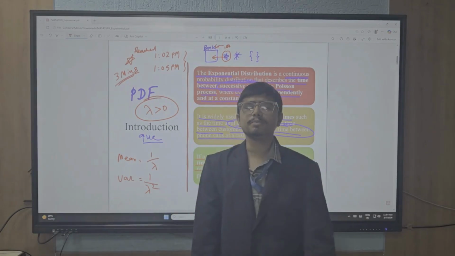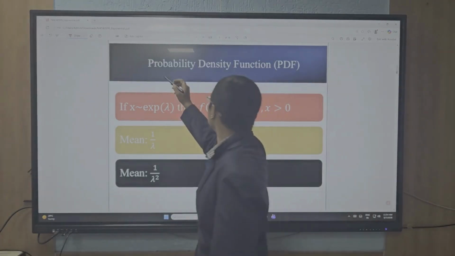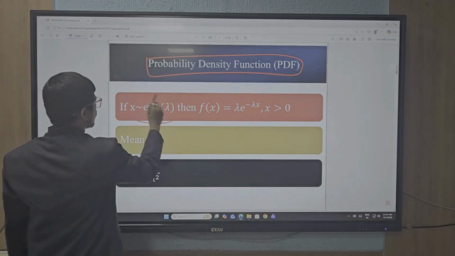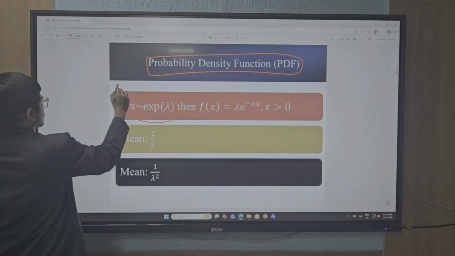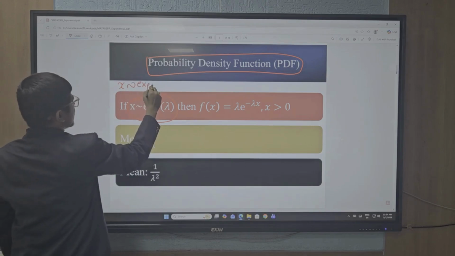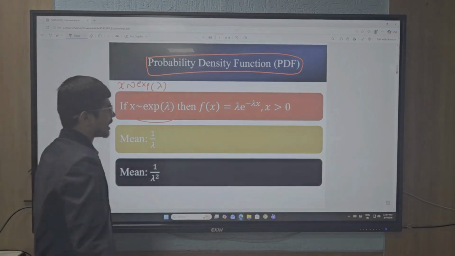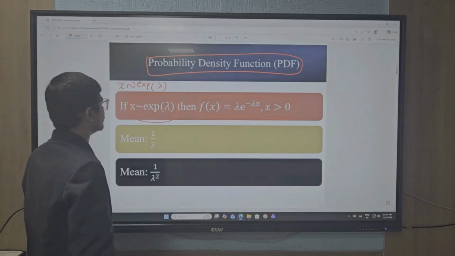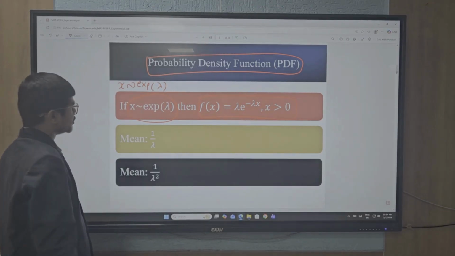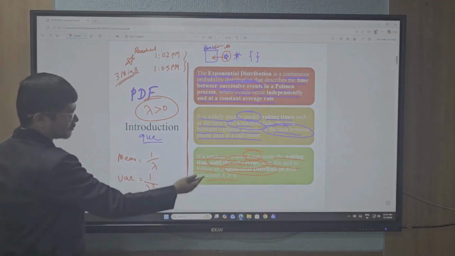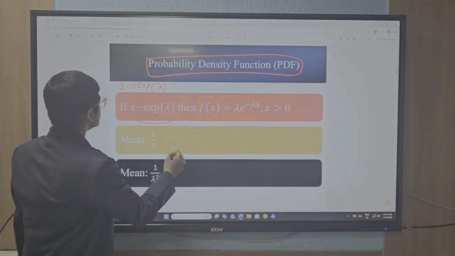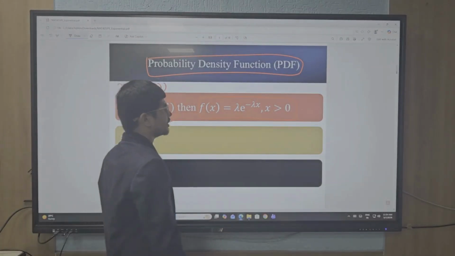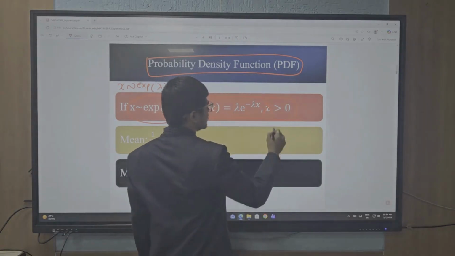Now understand the PDF, the probability density function. If x follows an exponential distribution with parameter lambda, this is our PDF. So x follows exponential distribution with parameter lambda, where lambda is greater than 0.